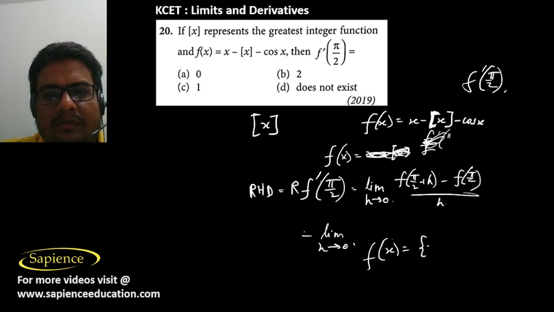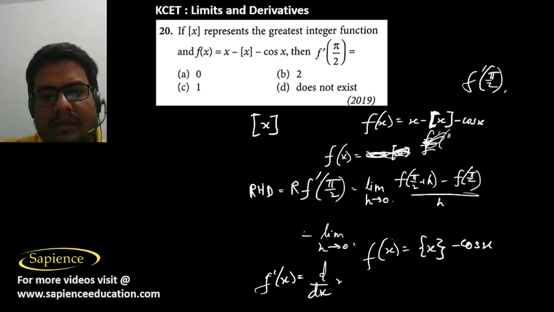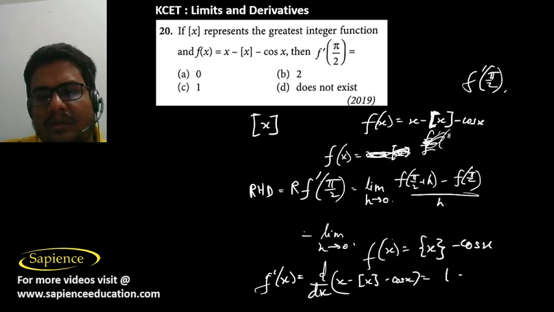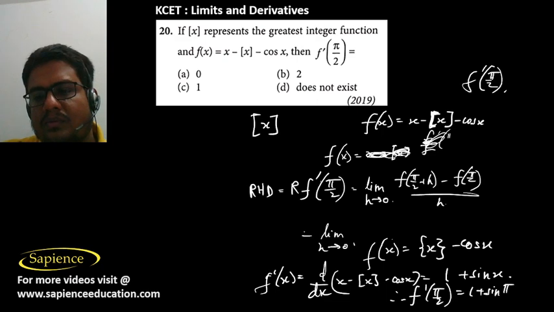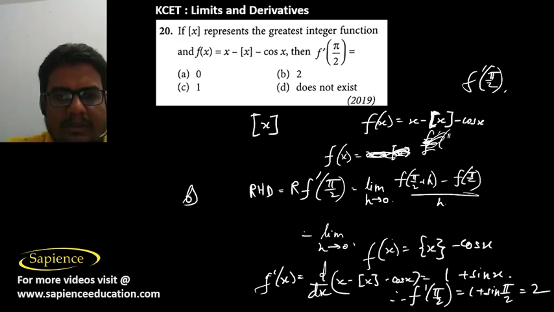So f of x is actually the fractional part of x minus cos x. So f dash x will be equal to d by dx of x minus bracket x minus cos x. So this will be 1 plus sin x. So therefore f dash pi by 2 will be equal to 1 plus sine pi by 2, that is equal to 2. So option B is the correct answer.